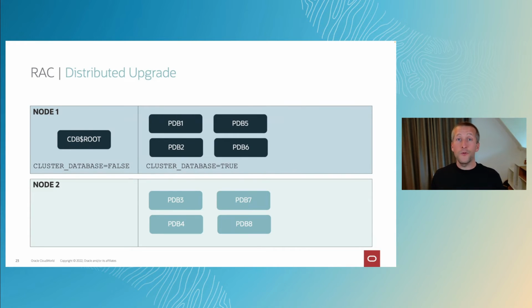First, we still have to upgrade the root container with cluster_database set to false. But as soon as the root has been upgraded, we can then restart the database, set cluster_database to true, and now we can start the RAC database on more nodes in your cluster. And we can then process more PDBs in parallel because we now have more resources.